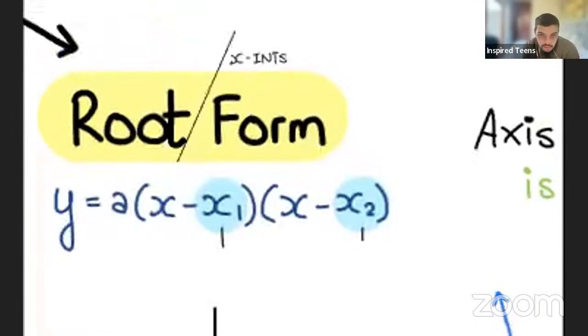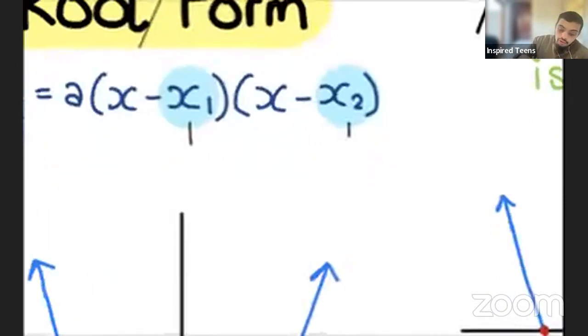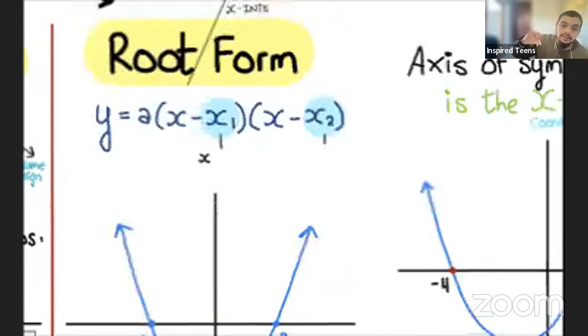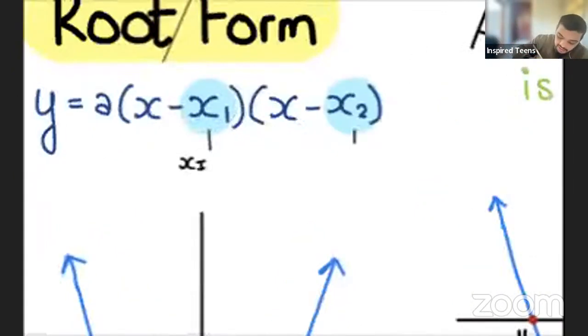Root form, or x-intercept form. Root form is also known as x-intercept form. When we talk about the roots of a function, we talk about its x-intercepts, where the graph intersects the x-axis. So both of these we should note. In our equation, which is y is equal to a, open brackets, x minus x1, close brackets, open brackets, x minus x2, close brackets, this gives us the x-intercept 1.